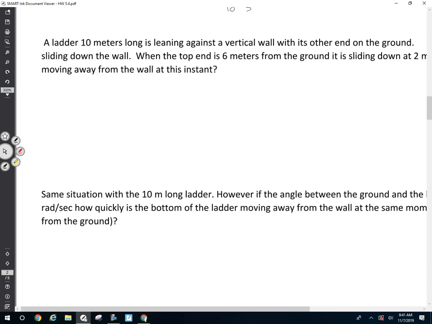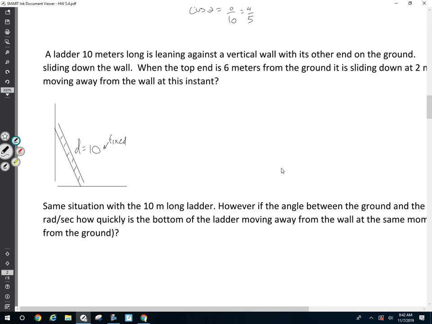All right. Let's hope this is a different situation. We got a ladder. This is different. The ladder is 10 meters long, leaning up against a vertical wall. So here's my ladder. The ladder is a diagonal distance, is d, equal to 10, and it is a fixed length.